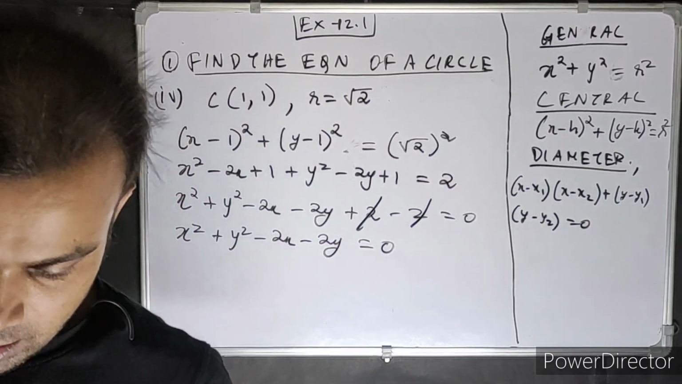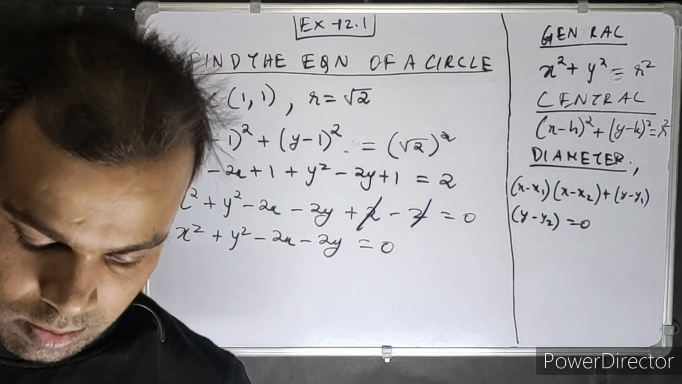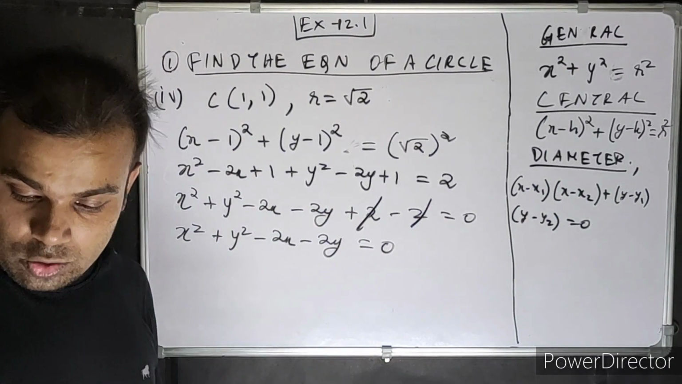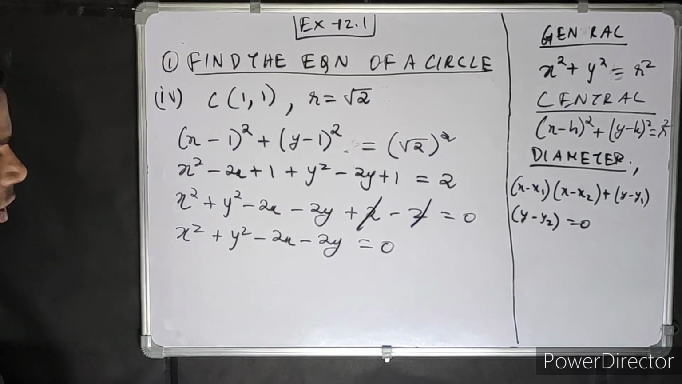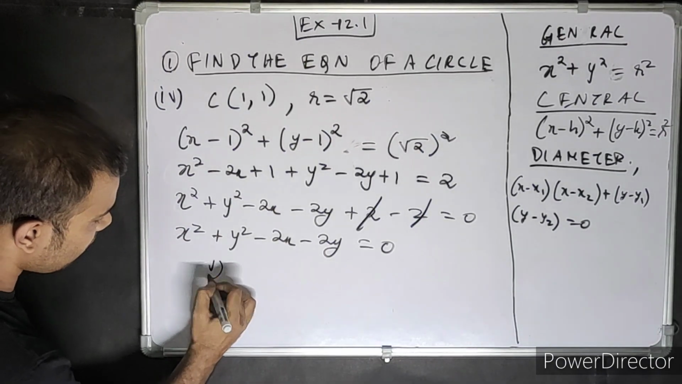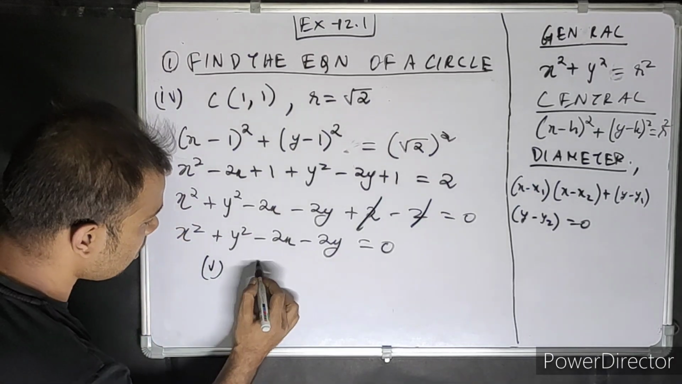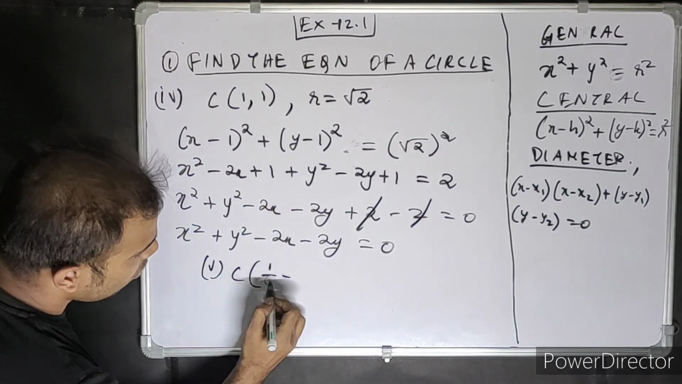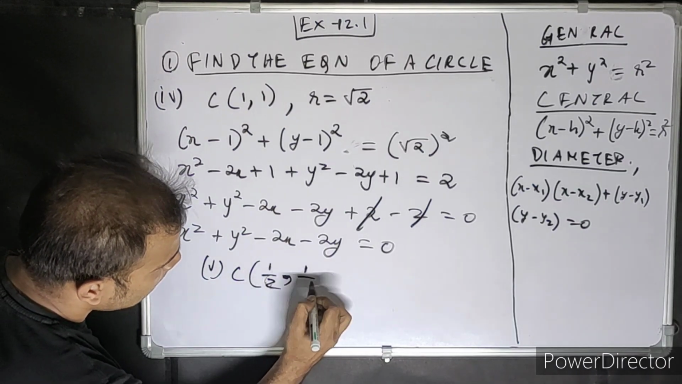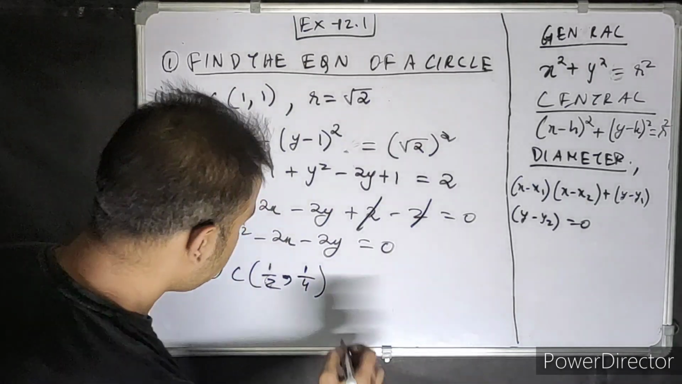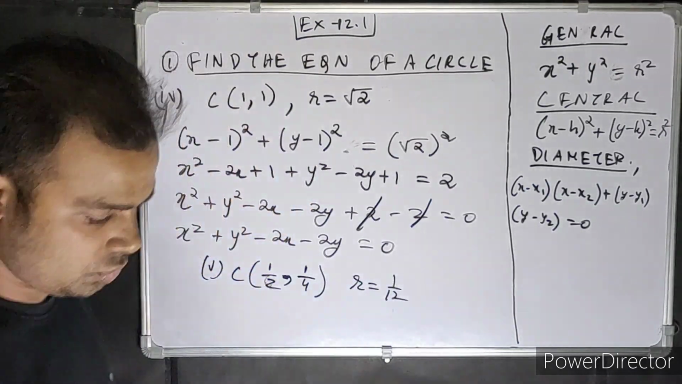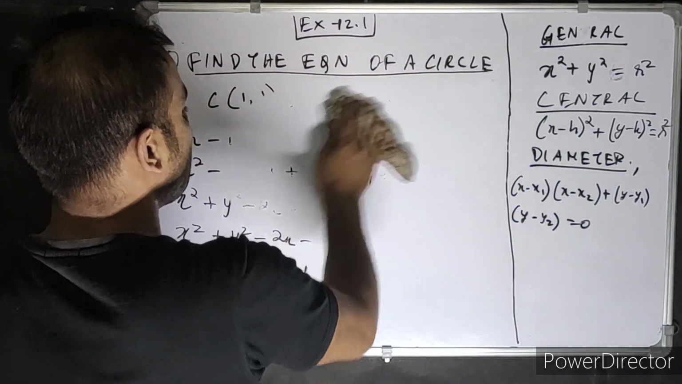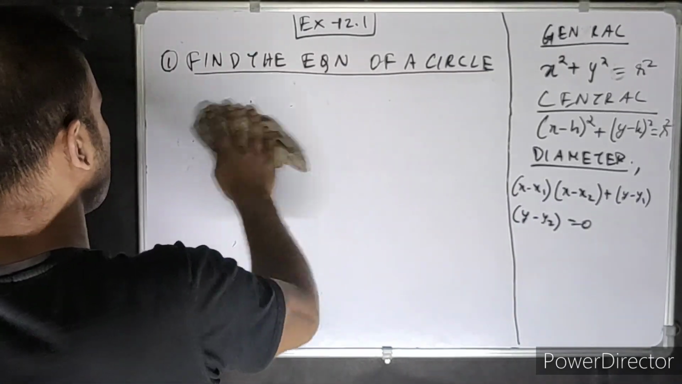Let's go and see the answer. Part 4, correct answer. Let's go on to part 5. I am giving it to you to do at home. Part 5, try. Very simple question. Center is 1 by 2, comma, 1 by 4, and the radius is equal to 1 by 12. Please try if you can. If you don't want to try, no problem.